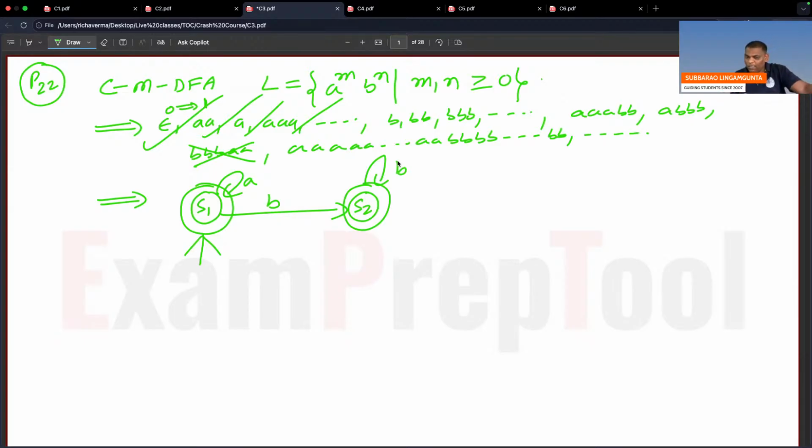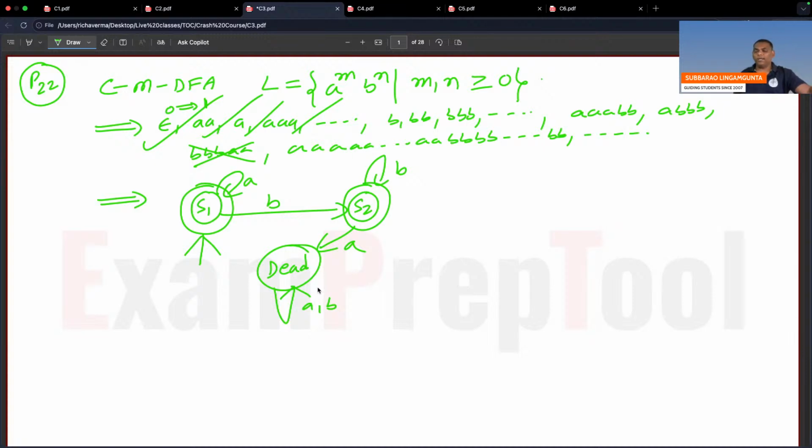Now, if you observe clearly in this diagram, epsilon is possible, only a's is possible, only b's is also possible, a's followed by b's is also possible. I think that is perfect. But remember, it is a DFA. Suppose you want to make a DFA, then a dead state is also required. How? After S2, we have already seen b's. After b's, a is not allowed, so it goes to the dead state.